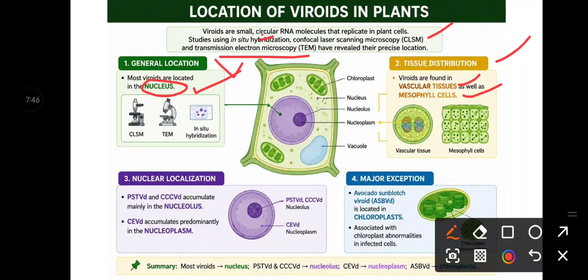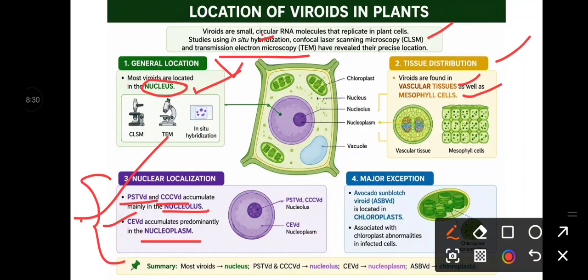Then inside the nucleus, nucleolus is there and nucleoplasm is there. The viroids like potato spindle tuber viroid and coconut cadang-cadang viroid, these two mainly localize in the nucleolus, but citrus exocortis viroid predominantly accumulates in the nucleoplasm. Remember this for MCQ type questions. Okay, this is very important. Which viroid localizes in nucleolus? It is potato spindle tuber viroid and coconut cadang-cadang viroid. Both are very important. And citrus exocortis accumulates in nucleoplasm.